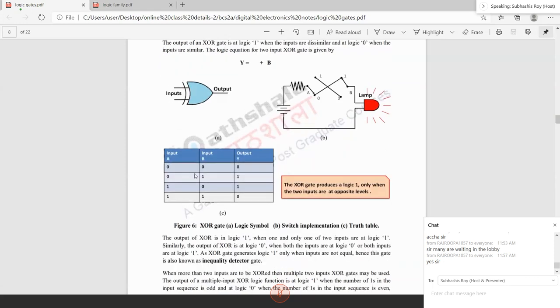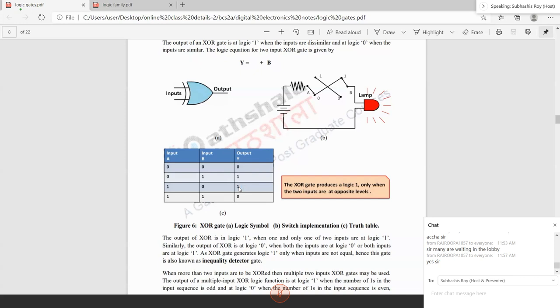If both inputs are 0 0, you are getting 0. If both inputs are the same, you are getting 0. Only when both inputs are different are you getting 1. So this is actually a 2 input XOR gate. If you consider a 3 input XOR gate, the truth table is the same. If the 3 inputs are the same, then only you get 0. If any input differs from the other 2 inputs, then you will get 1.